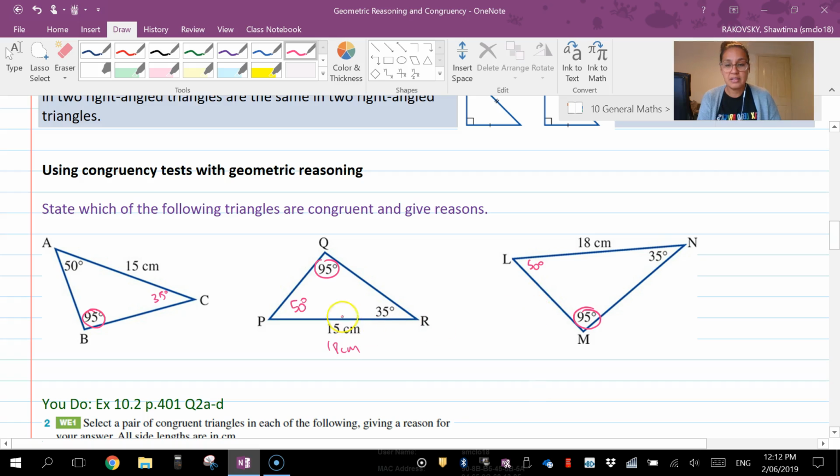Triangle LMN is not congruent to PQR. But if we flip this one over, so the 95 here, and we see that 50 matches and 35 matches, then triangle ABC is congruent to triangle PQR. We make sure that we are matching it up to ABC, because PQ is the one that corresponds to 95, R. And the reason is, if we have a look here, it's going to be angle side angle.